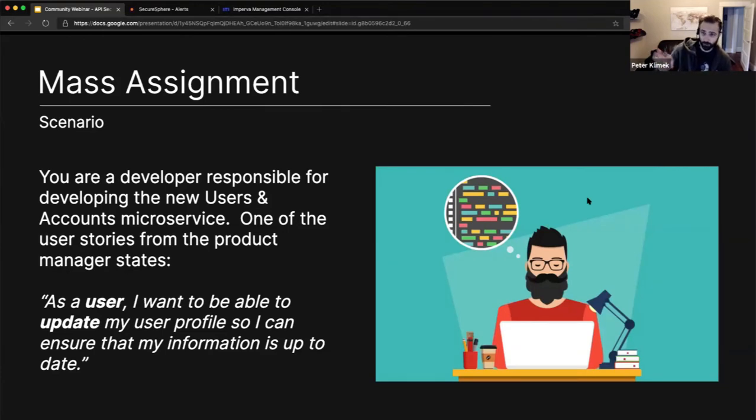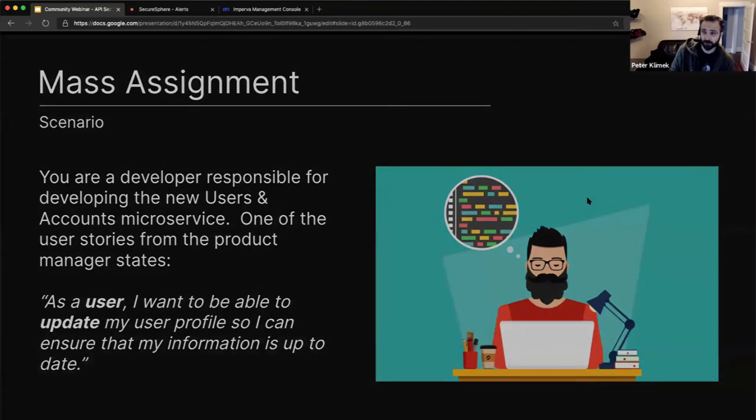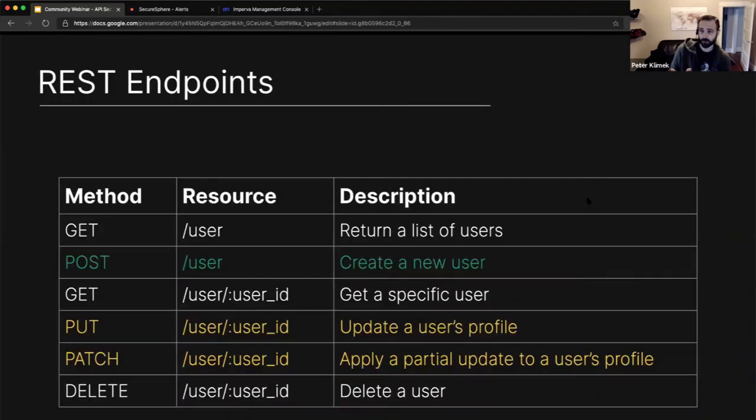So as a developer, the first thing he's going to think is, all right, we're going to need to create some REST endpoints here. As a quick review of REST endpoints and generally how they work, you have the various HTTP verbs: GET, POST, PUT, DELETE, PATCH as well. And then you have your resources.